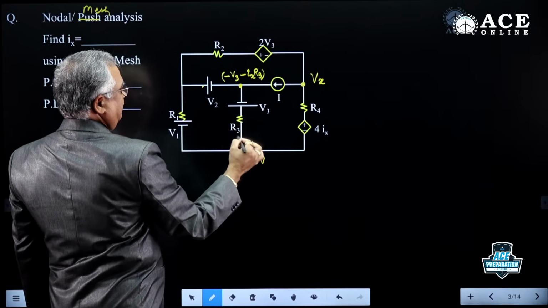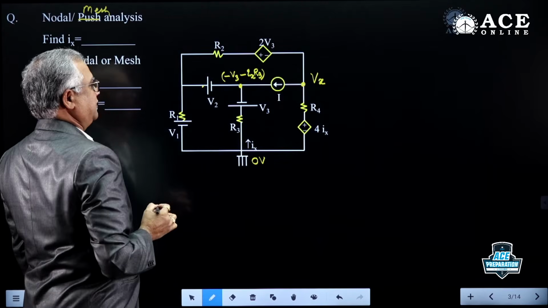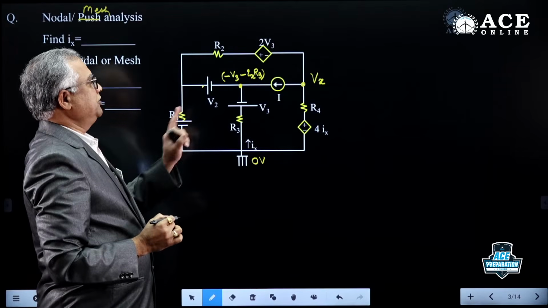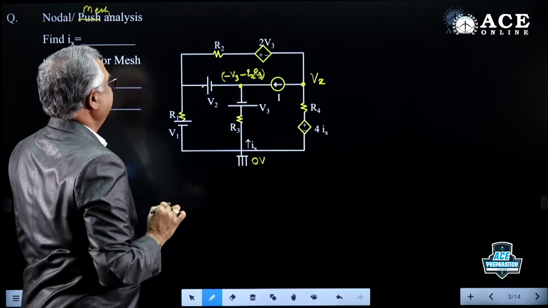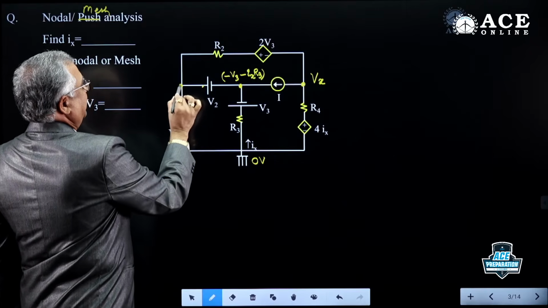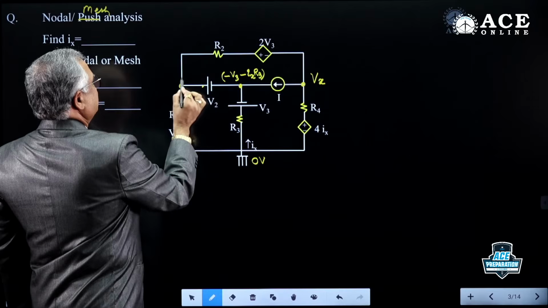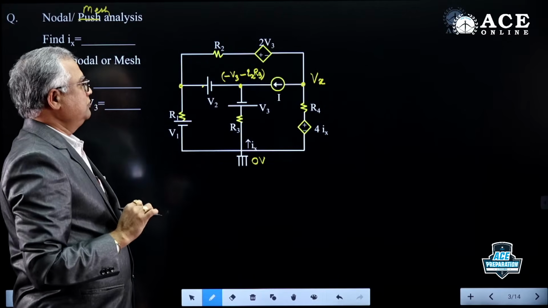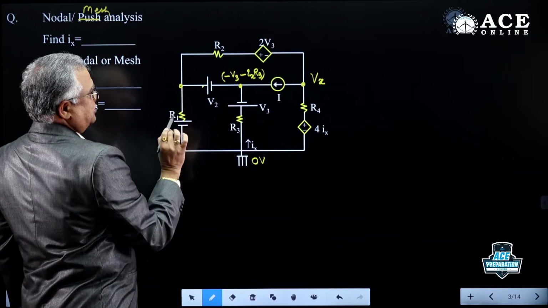Minus V3, it is opposite direction, minus Ix R3. So I have not introduced any extra unknown. In terms of this only I have written here. Then what is the voltage here? Again, don't introduce extra unknown. This is known, this is known. So this is also known. Don't take here Vy, here Vz, not necessary.